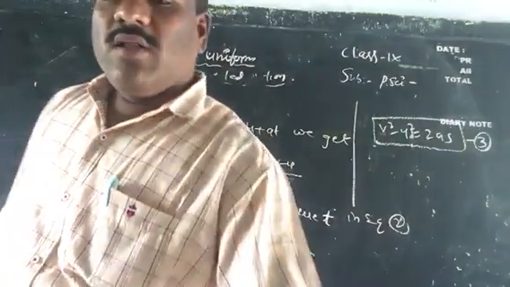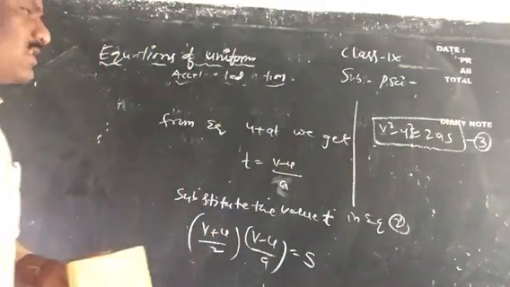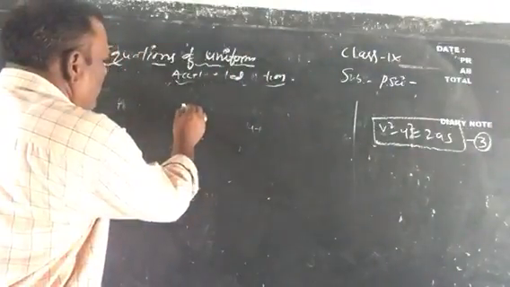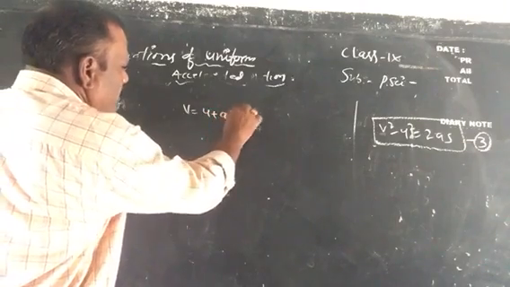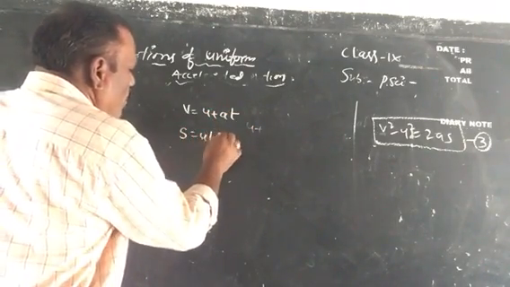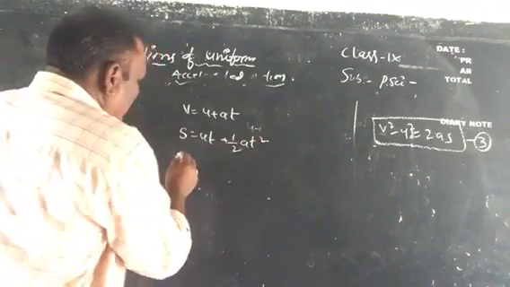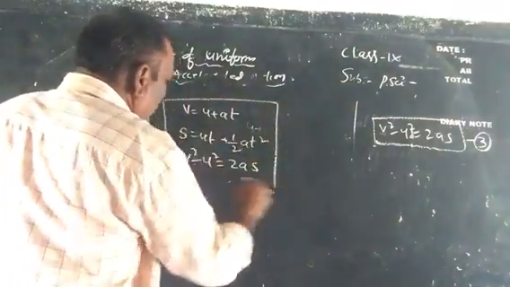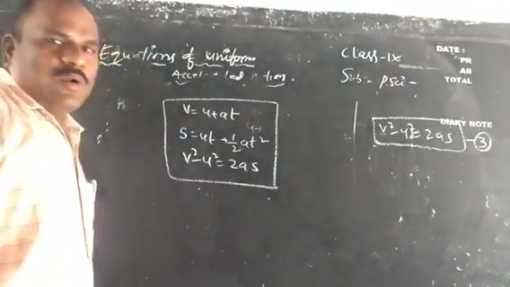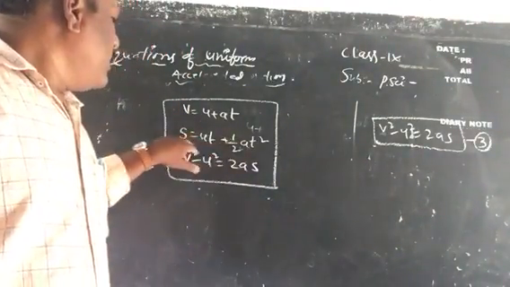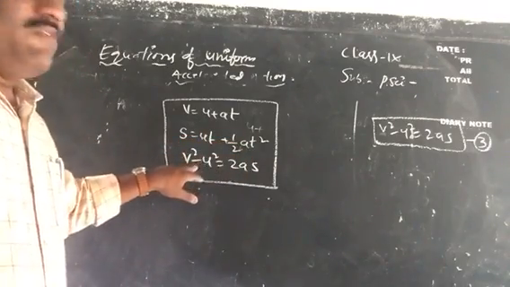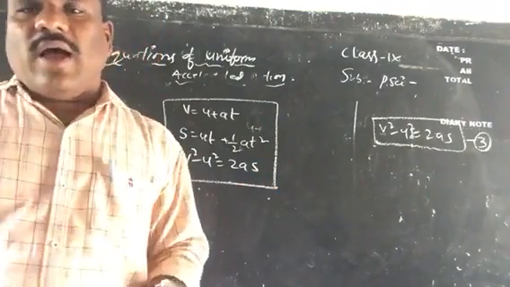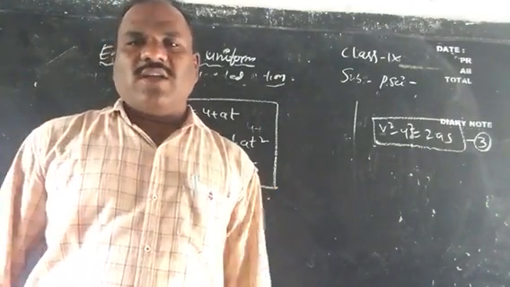So from all these things we got three equations of motion. The first one is v equal to u plus at. The second one is s equal to ut plus half at square, and the third one is v square minus u square equal to 2as. So these are the three equations of motion we have proved. Based on these equations of motion, I'll explain problems in the next class, children. I hope you understand. Thank you.